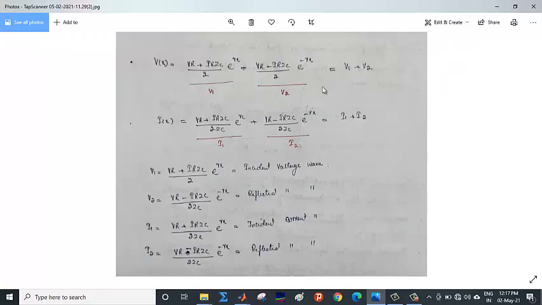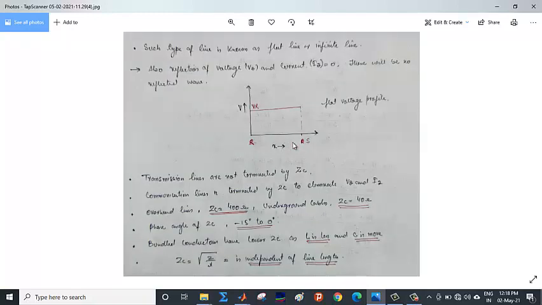That means these two quantities will be equal to 0. As I have told you, this VR is equal to this IR ZC. That means this will be equal to 0. This will also be equal to 0. V2 will be equal to 0. I2 will be equal to 0.